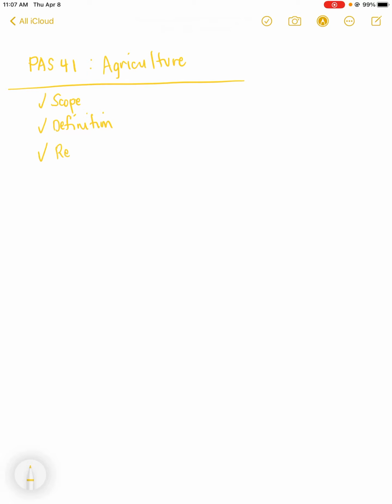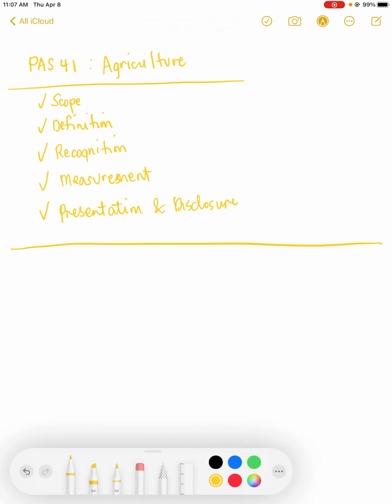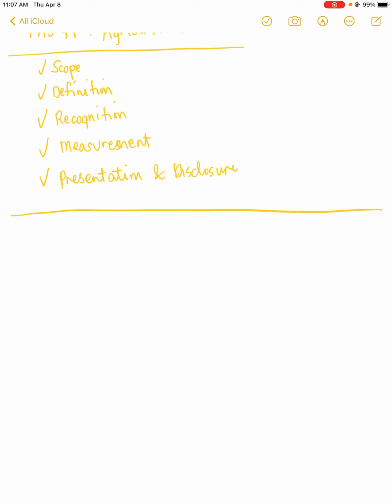Also, we will know what are the criteria for recognition. We will know the principles or the concepts to be followed in terms of measurement, and of course in terms of presentation and the necessary disclosure. So first, let's have the scope of our PAS number 41.